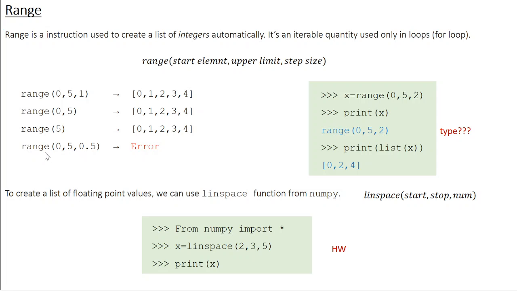One thing you have to remember, if you mention something like range 0, 5, comma 0.5, here the step size is 0.5, but here Python is going to throw you an error, because as I mentioned earlier, Python creates a list of integers. But when I say 0.5, it is understood that some of the elements are going to be floating numbers, right? Python doesn't accept that. So when you give a float step size, you are going to get an error statement.